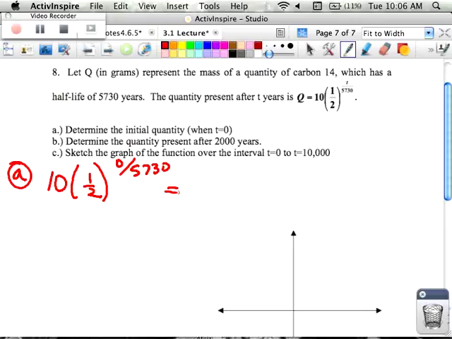What's 1/2 to the 0? 1. 10 times 1 is 10. It's good that our basic math skills are good. That means we're starting with 10 grams. Again, it's not a drug reference.